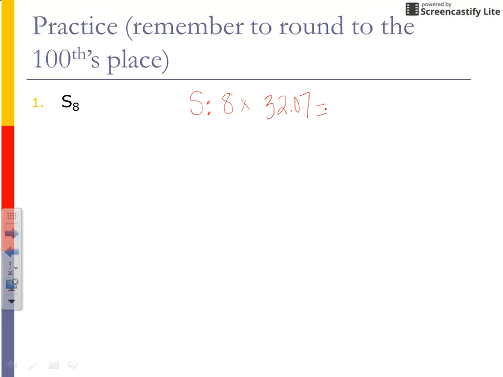Make sure you got your calculators handy here. That's going to give us 256.56 for our answer. 2 decimal places, remember, we're rounding to the hundredths place. And the unit for molar mass is grams per mole.